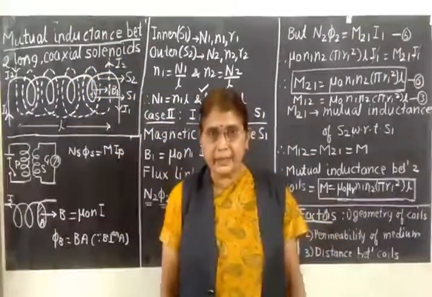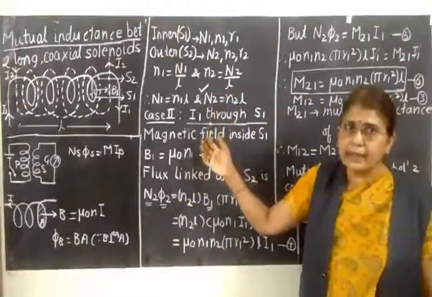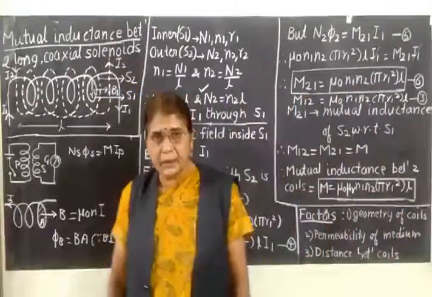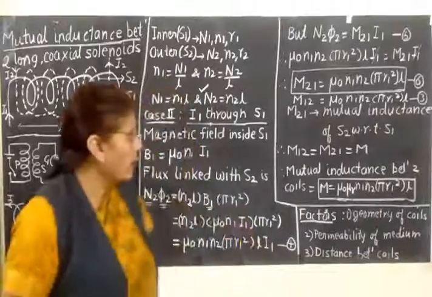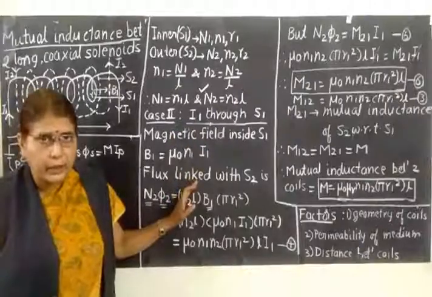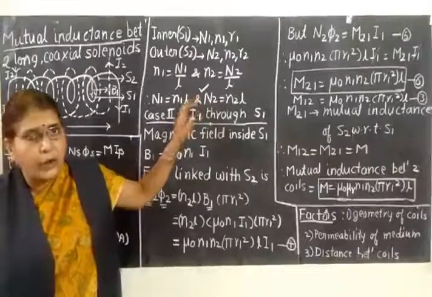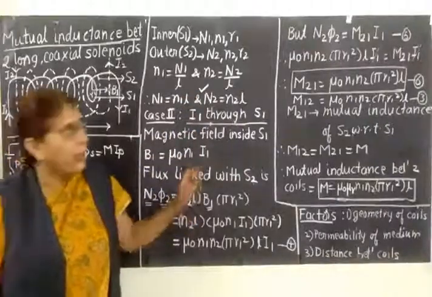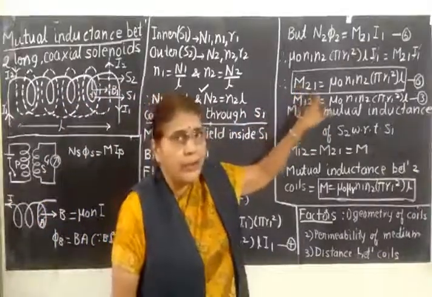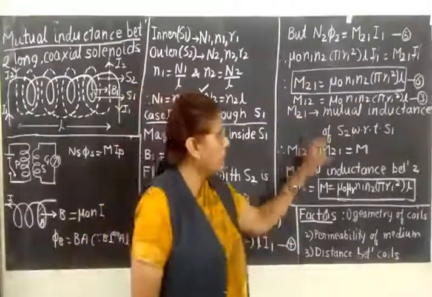This is a long derivation, but one point you can note down is that if you understand case 1, then we can very easily write case 2. In the first case, current was passed through the outer solenoid and you found the flux linked with the inner solenoid. In case 2, current is passed through the inner solenoid and you found the flux linked with the outer solenoid. In the first case you got the value of M12, in the second case M21, and both are one and the same. We denote it by the letter M.